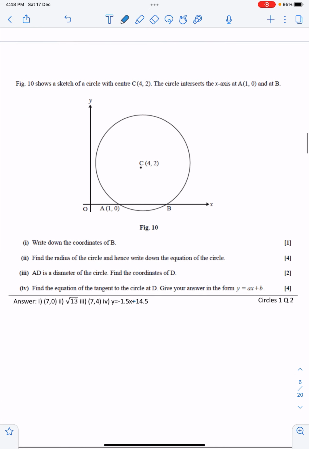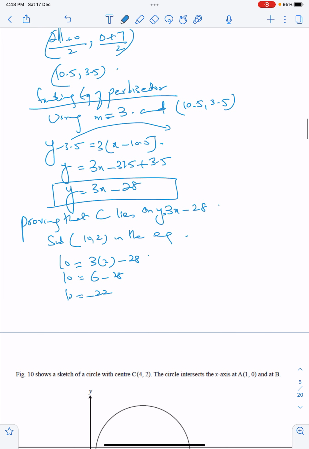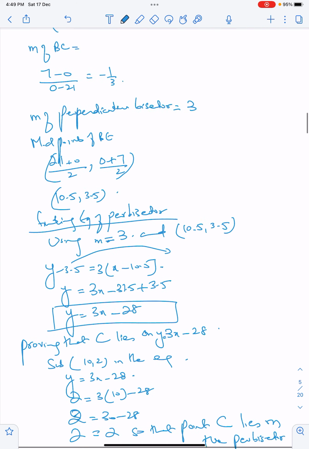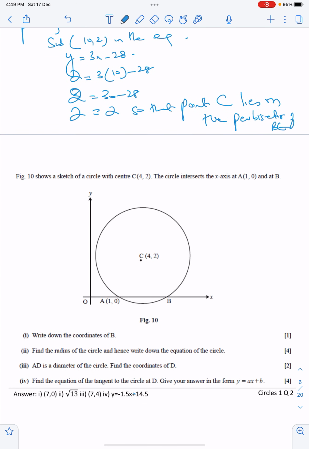Okay, I made a minor mistake, and that is, I had to plug in x as 10. The equation of the line is y equals 3x minus 28. y is 2, x is 10. So if both sides of the equation are the same, 30 minus 28, we know 2 equals 2. So the point C lies on the perpendicular bisector of BE. Okay, so we're done with the question.